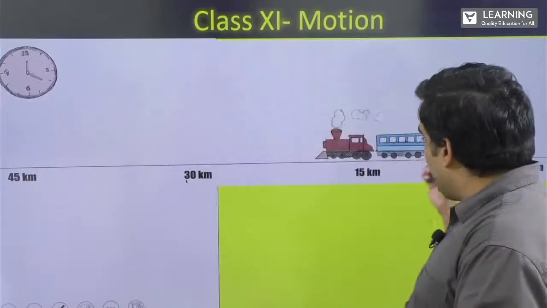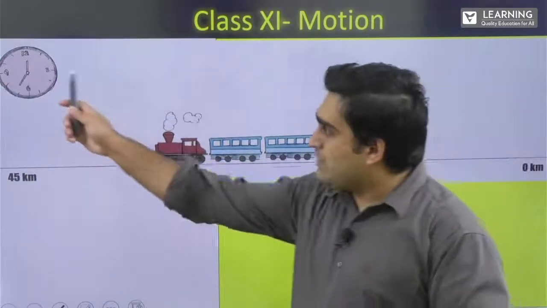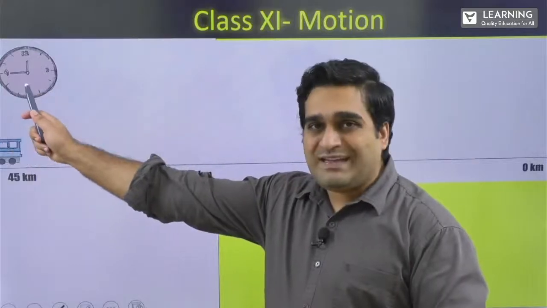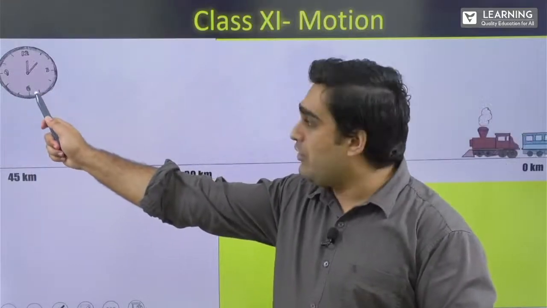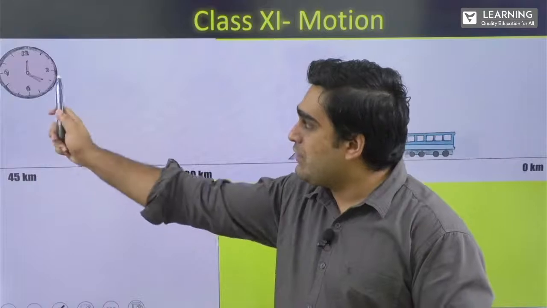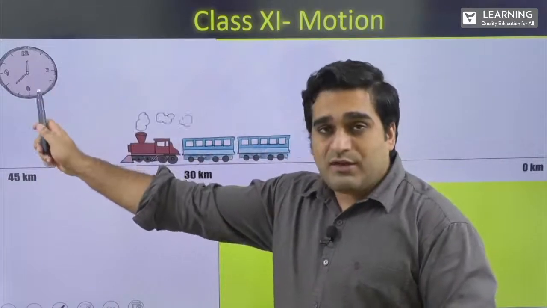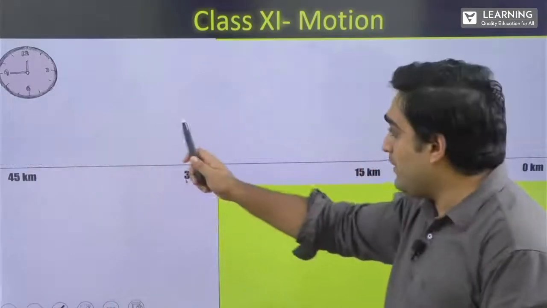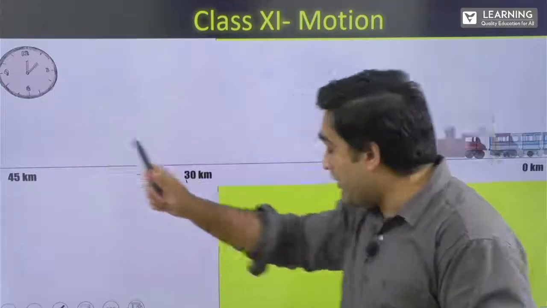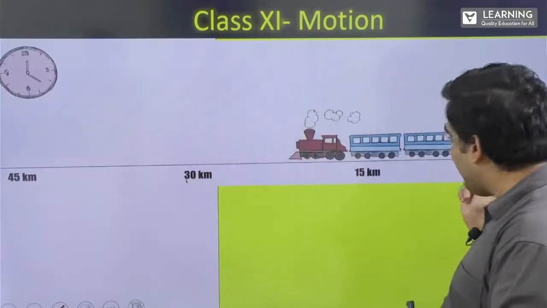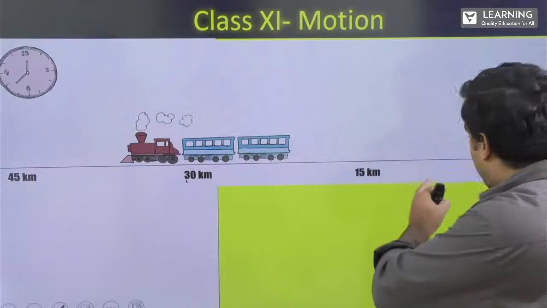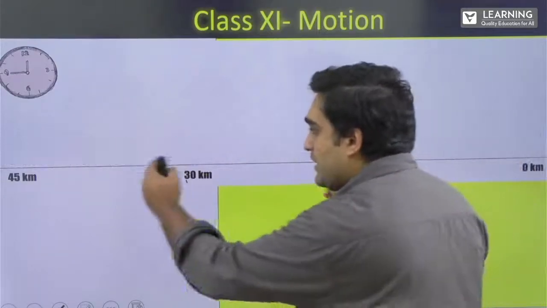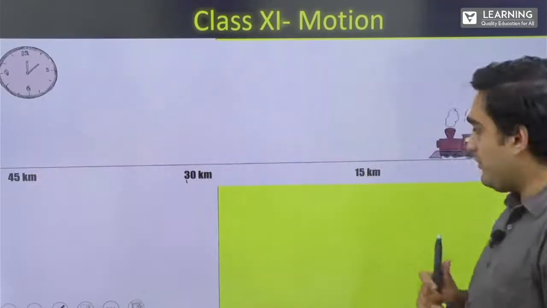So as the train moves from one point to the other, you see that the clock is also ticking. I hope that clock is noticed. So let us have a look at this time. Let us keep track of time as this train displaces from 0 to 15, 15 to 30, and 30 to 45. Okay, you ready?